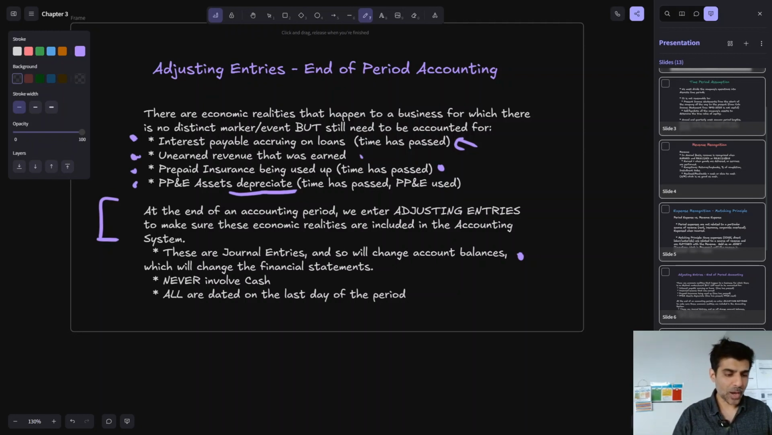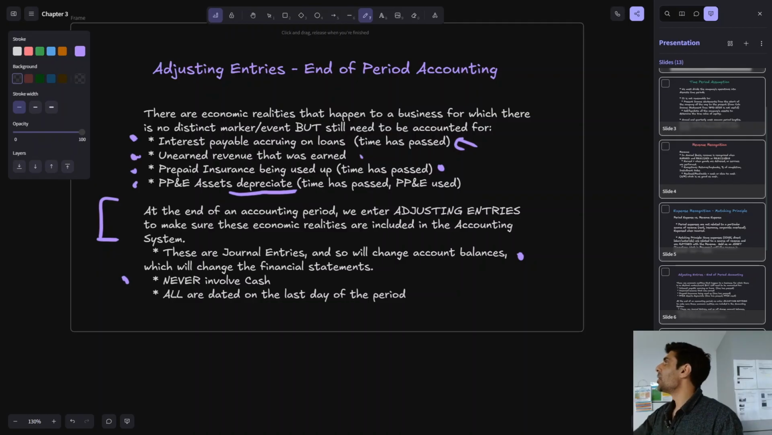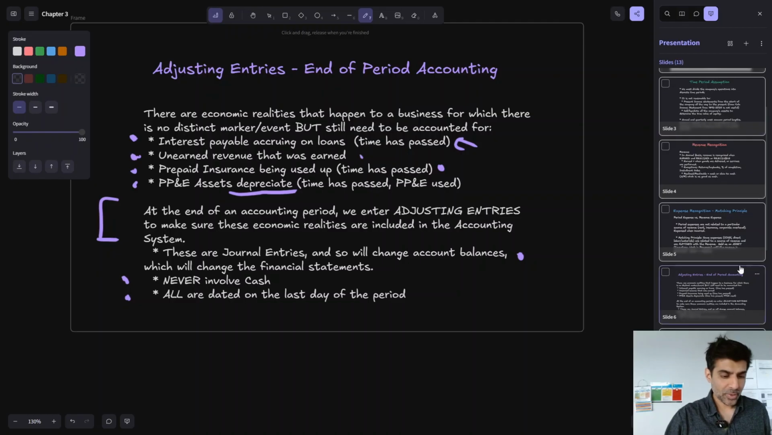You need to be clear about that. They will never involve cash because there's no actual transaction. It's just the passage of time or some other non-cash event has happened and you're accounting for that. So these adjusting entries that we do at the end of the period will never involve cash. And again, they're all dated on the last day of the period. They're adjustments that we're making to account for certain things, and that's why they're called adjusting entries.